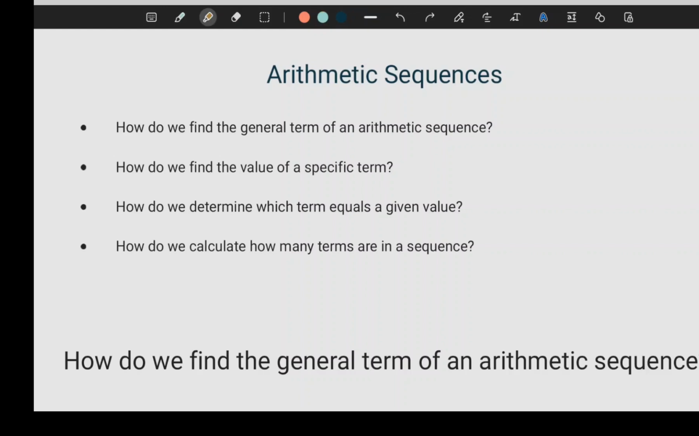So the first part will be about finding the general term of an arithmetic sequence. The second part will be about finding the value of a specific term. The third part will be about determining which term is equal to a specific value. And the last part is a favorite question that examiners like to ask. And that question is, how do we calculate how many terms there are in a sequence?